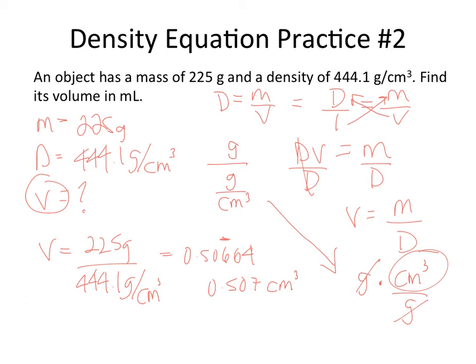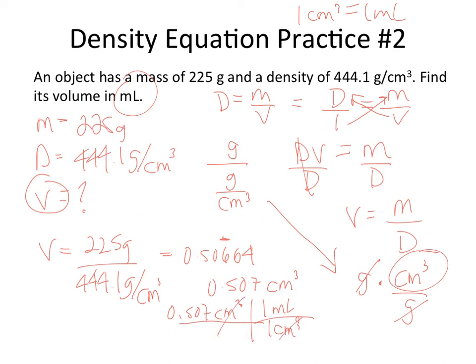So we have solved for our volume. However, guys, they've also asked us to solve for our volume in milliliter units, okay? And we talked about earlier how 1 centimeter cubed is equal to 1 milliliter. And since we have that conversion factor, we can take our 0.507 centimeters cubed and subsequently use this conversion factor here. We know this relationship. Centimeters cubed cancel. So we end up with 0.507 milliliters as our final answer.